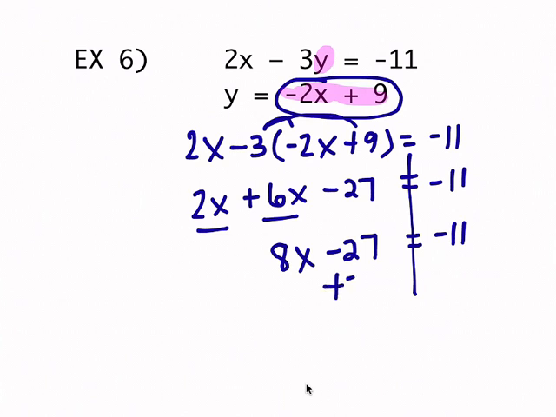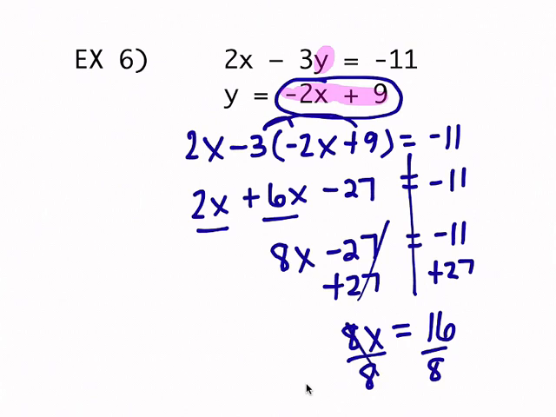Next, I add 27 to both sides. 8x drops down. Negative 11 plus 27 is 16. Finally, we divide both sides by 8 to get x is equal to 2.